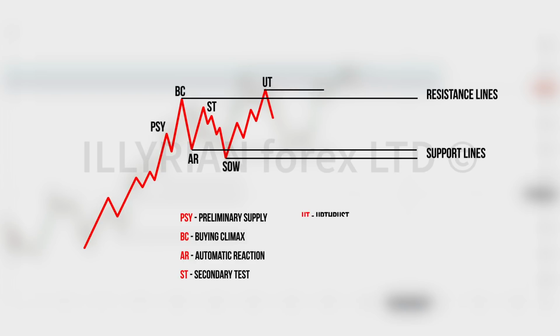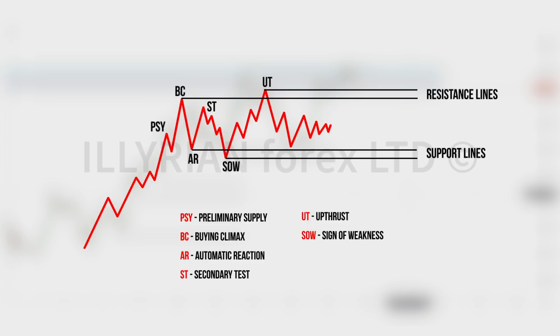A secondary test may take the form of an upthrust, in which price moves above the resistance represented by the BC and possibly other secondary tests, before quickly reversing to close below resistance. After an upthrust, price often tests the lower boundary of the trading range.